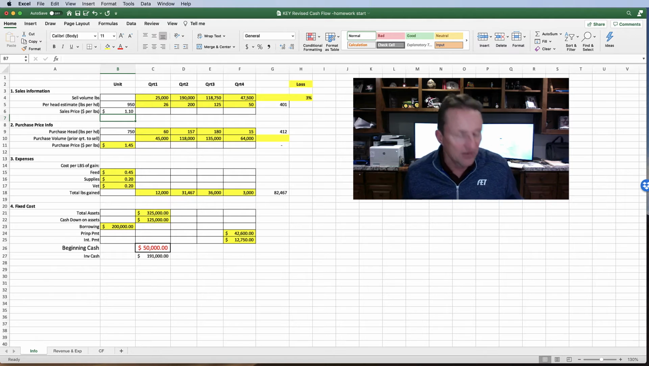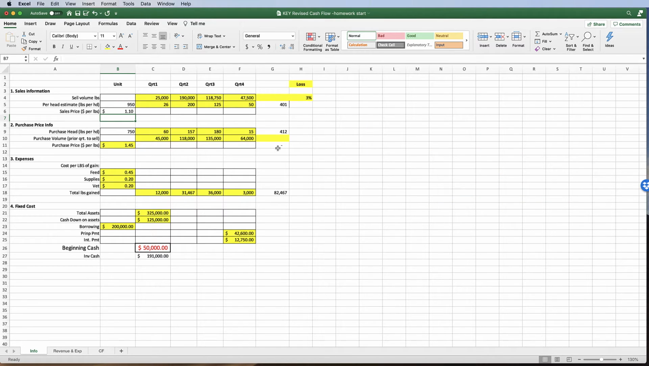Let's take a look. All right, right here to the side, I'll get out of the way, we've got some changes. The first change that I looked at really closely was what we're going to sell in volume. So I updated this. We were looking at, in the first quarter, not selling anything, but actually on average our purchase is 750, and we're going to buy 60 head, and by the time we get to the end of that first quarter, I'm going to say we can go ahead and sell 26 of them.